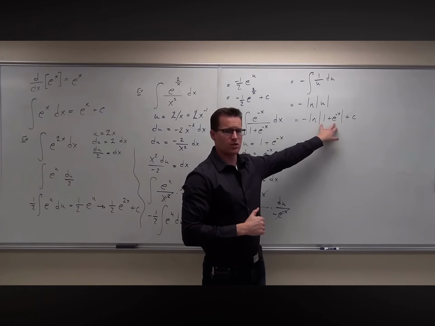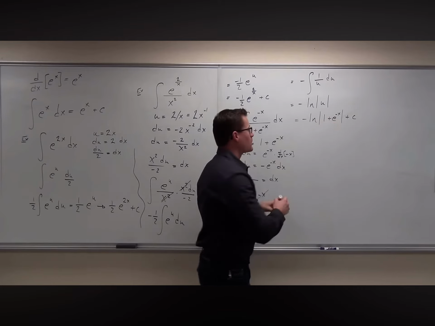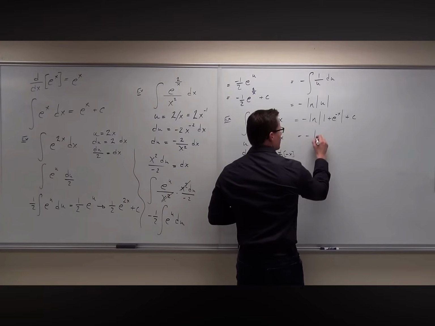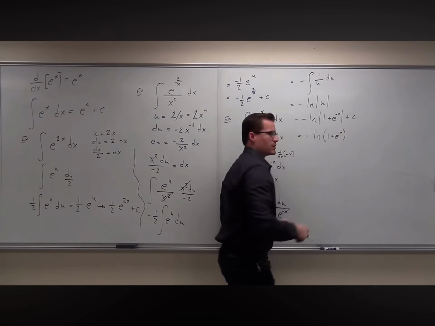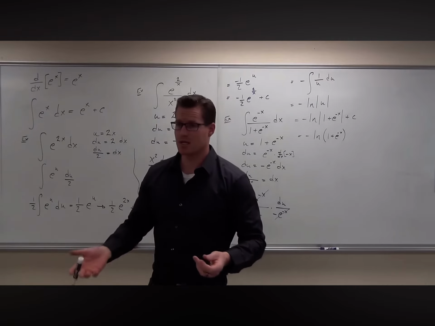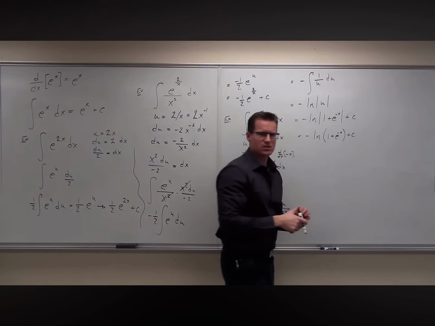No. Okay, so you can choose to leave it if you want to in my class, but in the back of the book, they're probably not going to have the absolute value. They're probably going to have this: negative ln of 1 plus e to the negative x, because those absolute values are irrelevant in this case. It can't be negative. It doesn't matter. Plus c. Did that one make sense to you?